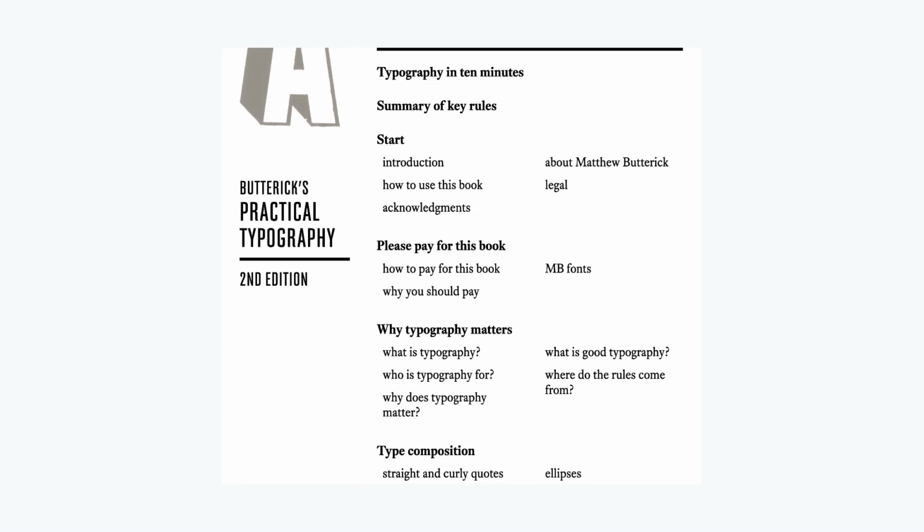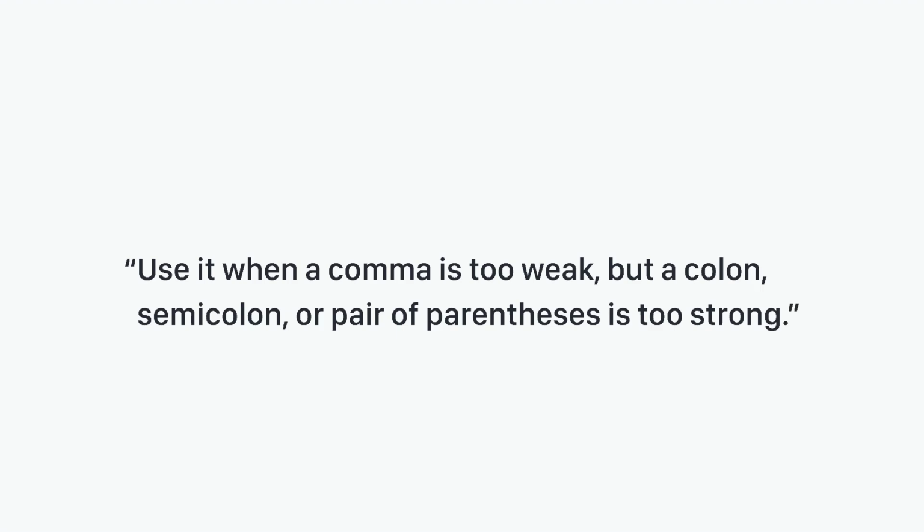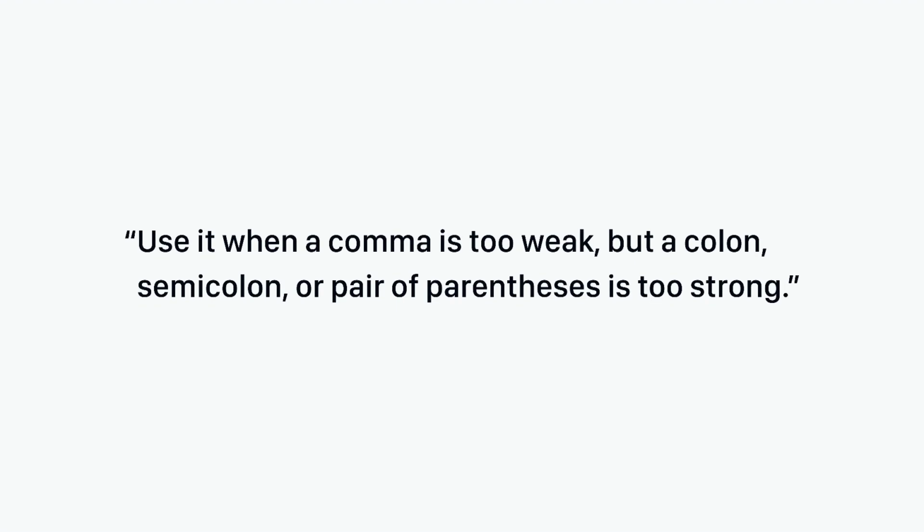I really like this description from Matthew Butterick in his book Practical Typography. Use it when a comma is too weak, but a colon, semicolon, or a pair of parentheses is too strong. Lastly, the N dash is about half as wide as the M dash and is used either for range of values or for connection or contrast between pairs of words. You can also use it as a minus sign.